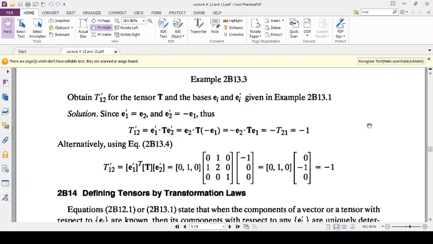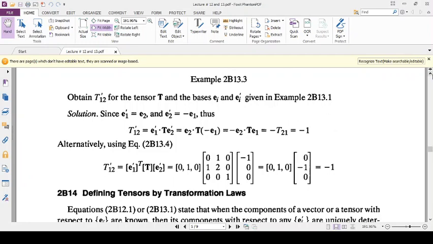This example is asking to find the T12 dash for the tensor T and the bases ei and ei dash. So there is another way. In this example we are telling that there is another way to find any component of T dash with respect to basis ei dash. So we are taking the same example 2b13.1, where you have e1 dash equals e2, e2 dash equals minus e1. So T12 dash can be written as e1 dash dot T e2 dash.